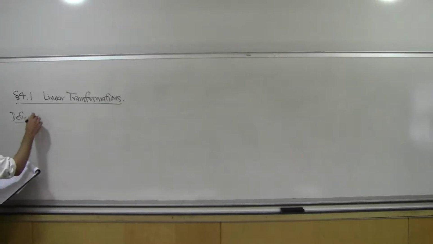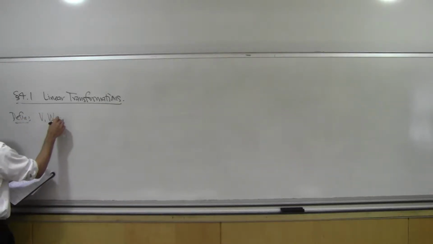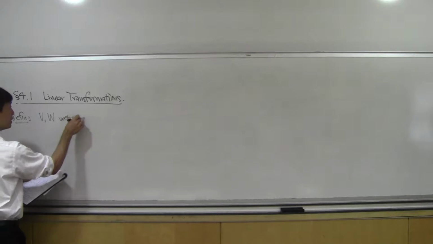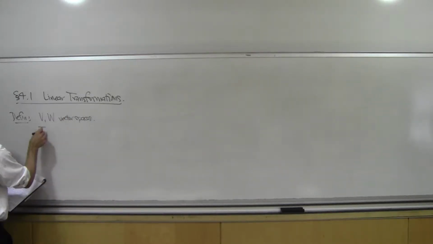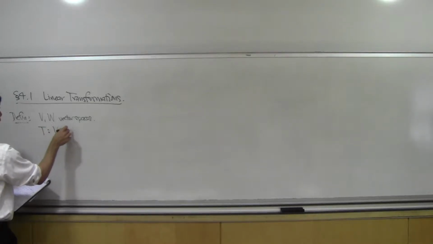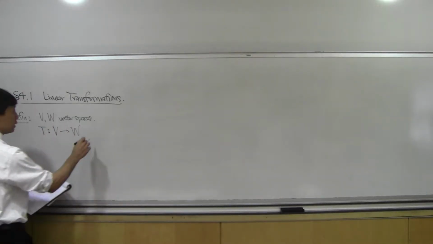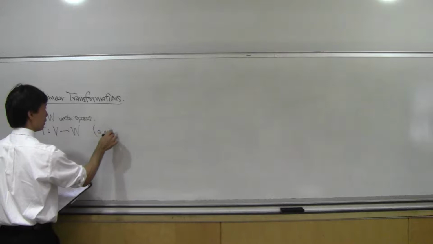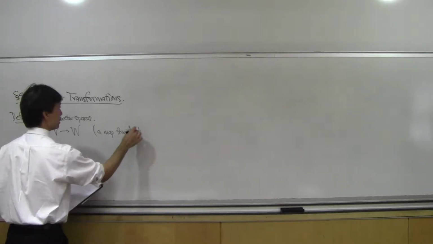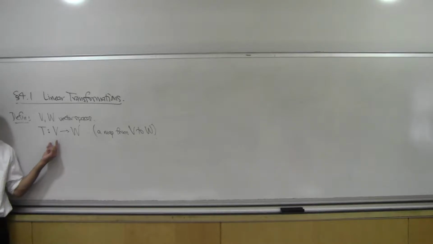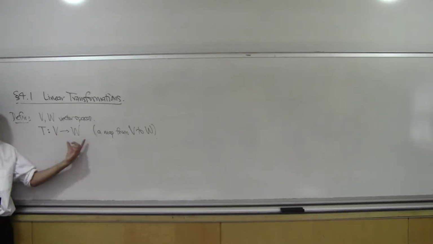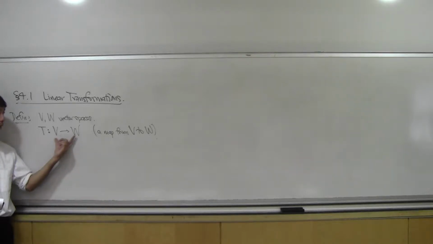Okay. So you start off with vector spaces. V and W are vector spaces, and you have some map T going from V to W. In other words, it's basically a function that takes in something in V and gives you back something in W.